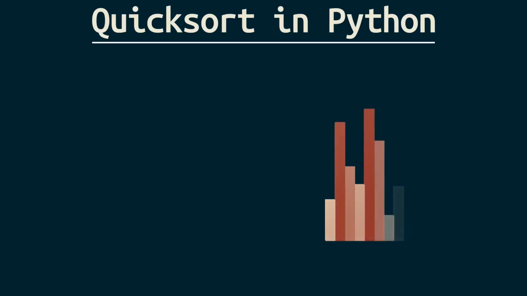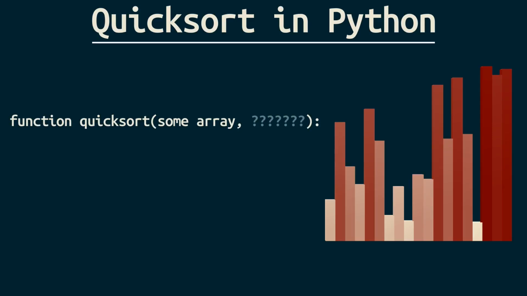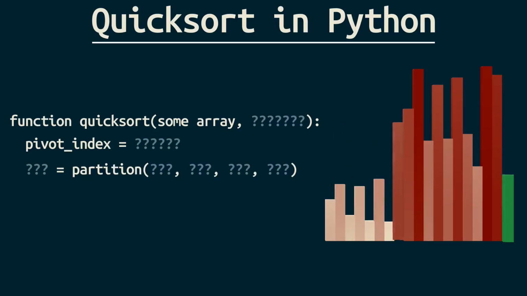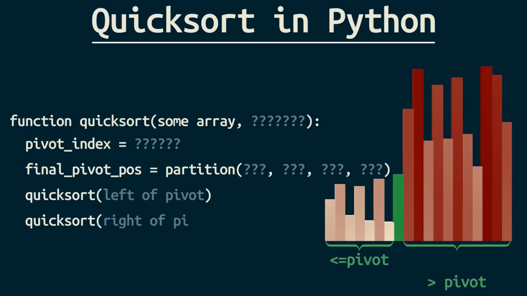In this video, we're writing Quicksort using Python. The earlier videos in this series explain the Quicksort algorithm in more depth, but here's the basic idea. To quicksort some array, first choose a pivot, then partition around the pivot, and as you partition, find out the final position of the pivot. Quicksort to the left of the pivot and to the right.